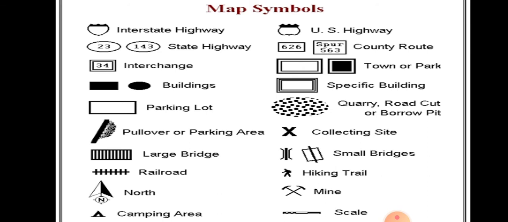North is a cardinal point. Mostly we can observe it at the top of the map. This is the symbol used to show the cardinal point. Next, camping area, US highway, country road, town or park, specific building, quarry, road cut or borrow pit, collecting site, small bridges, hiking trail, mine and scale.